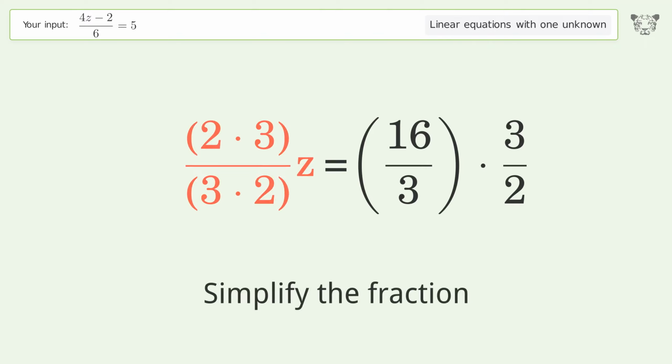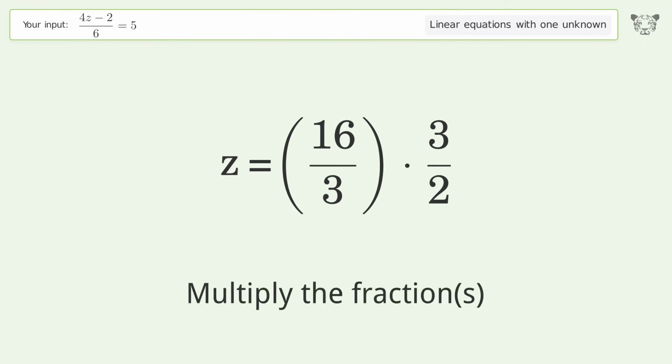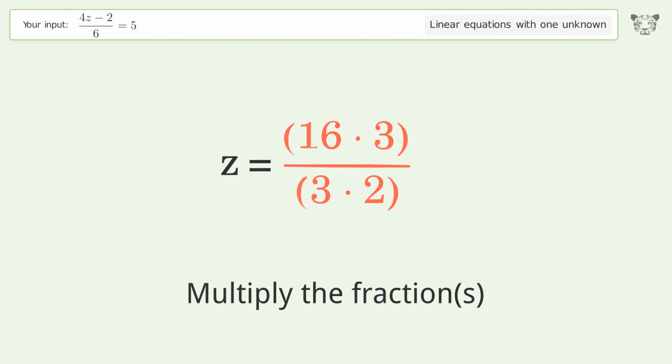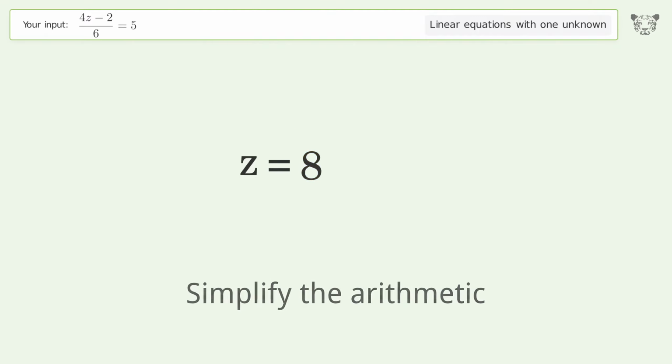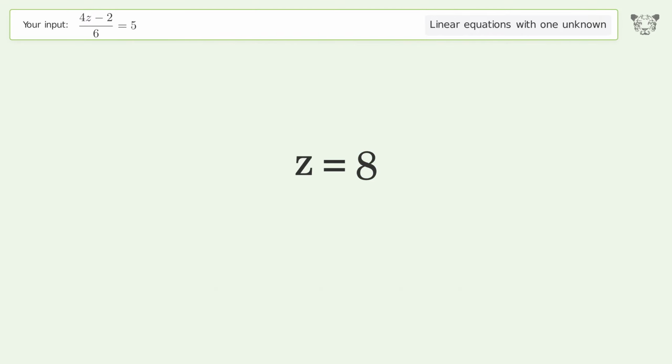Simplify the fraction. Multiply the fractions. Simplify the arithmetic. And so the final result is z equals 8.